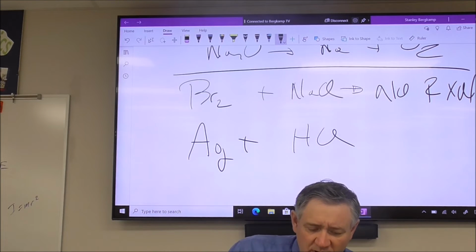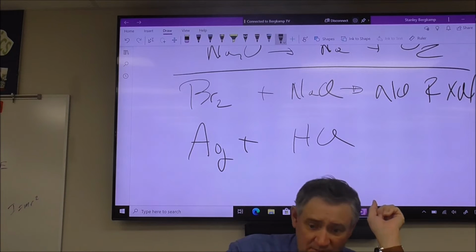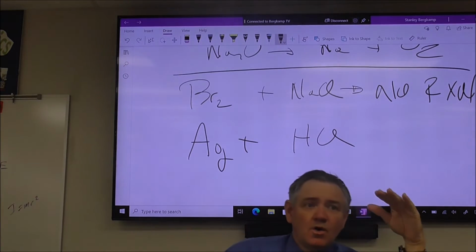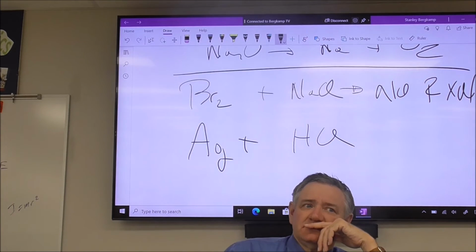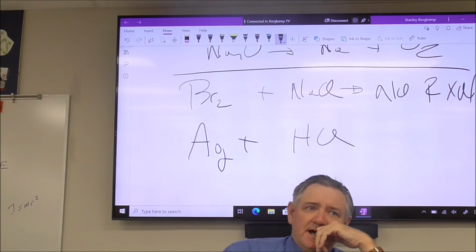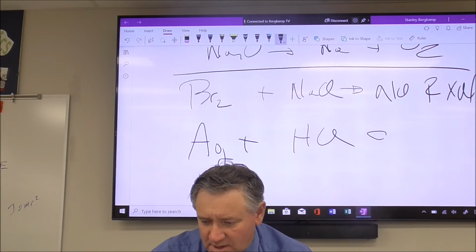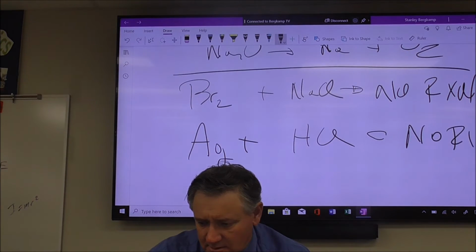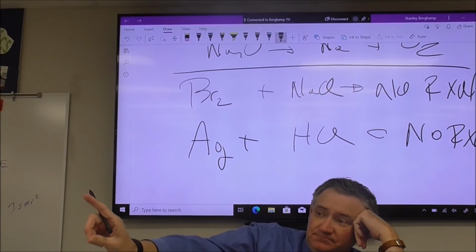Yeah. So if you look at where silver is on that reactivity series, where's silver at? It's below hydrogen, right? It's below hydrogen. Means it's not going to happen. So this will get no reaction.